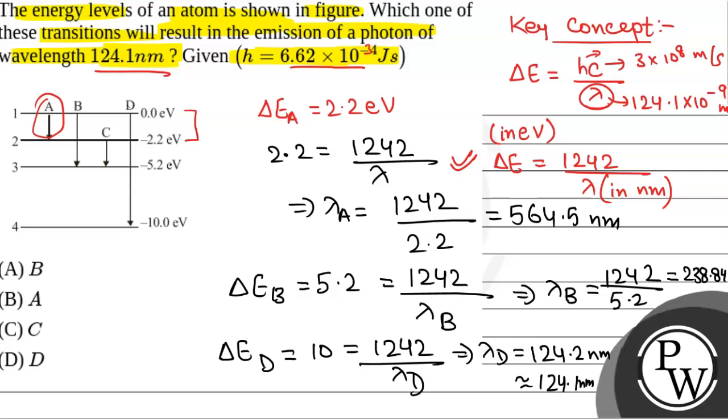And this slight error in calculation is coming due to the value 1242. This is not the accurate value. It is actually 1241 point something. So that slight error is coming, but we can neglect that error. So the answer will be the transition D. So the correct option will be option D.